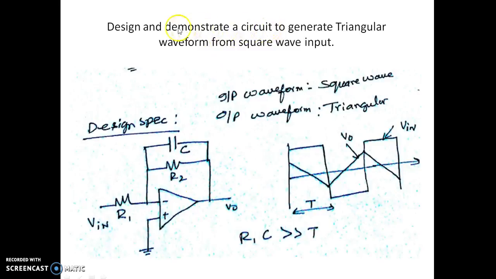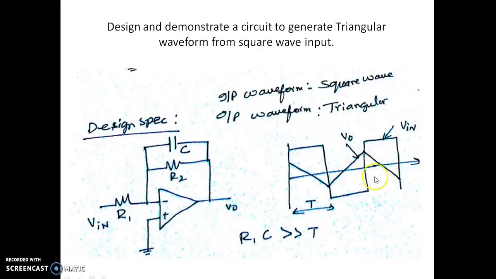Next circuit: it is asked to design and demonstrate a circuit to generate a triangular waveform from a square wave. So the input given is a square wave, the output expected is a triangular waveform. So we are looking for an integrator circuit. This is the circuit diagram. The only condition is that the RC time constant, that is R1 into C, should be far greater than T. You can assume R1 to be equal to R2 so that the gain is equal to 1 here.